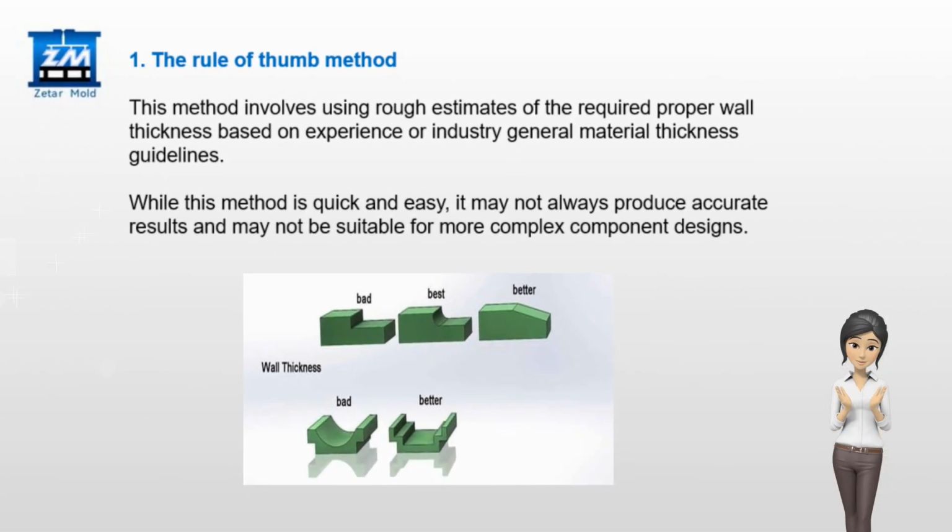The rule of thumb method. This method involves using rough estimates of the required proper wall thickness based on experience or industry general material thickness guidelines. While this method is quick and easy, it may not always produce accurate results and may not be suitable for more complex component designs.